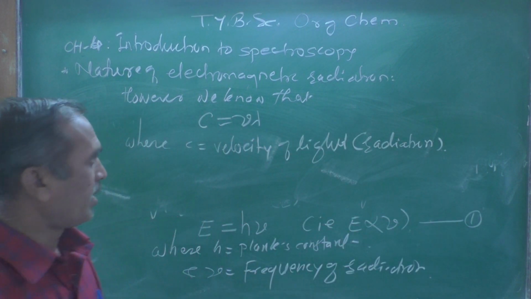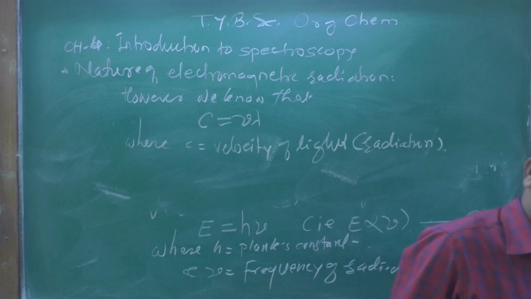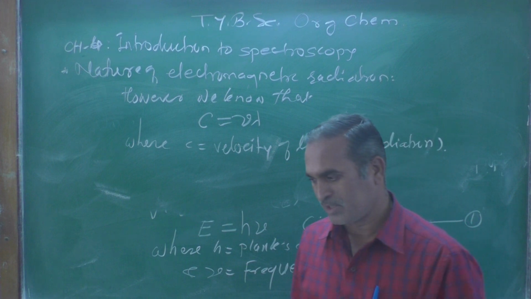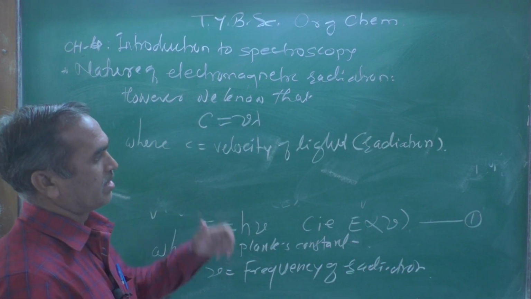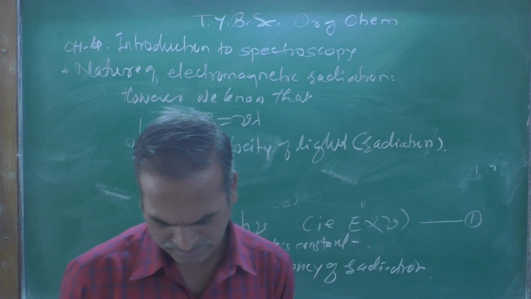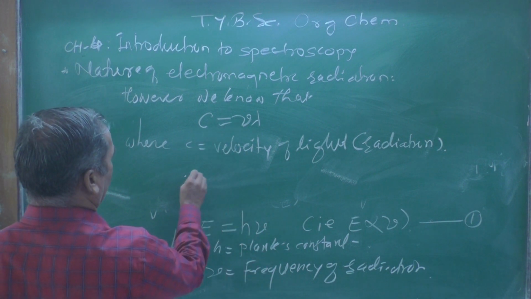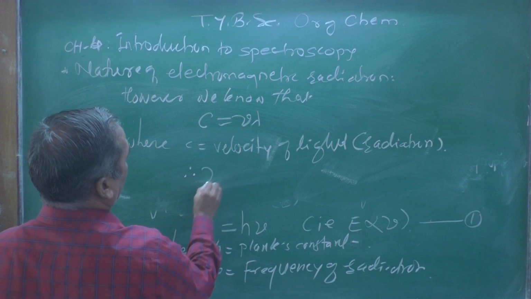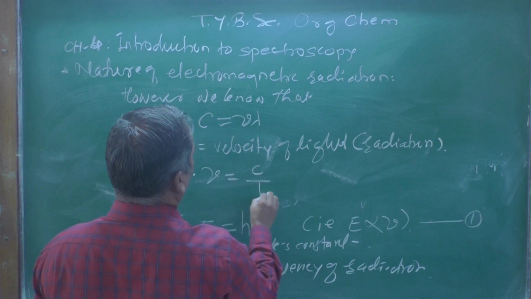Velocity of the radiation: if you consider it as a particle, then you can call it light. If you are studying it as a wave, then you can consider it as radiation. Radiation is nothing but light. Now, if you rearrange this equation, what do you get? Mu is equal to C upon lambda.